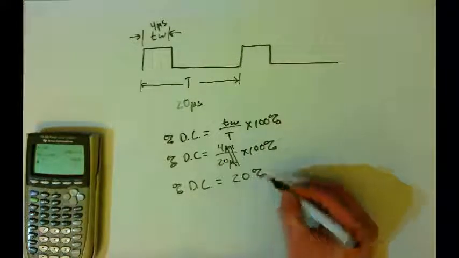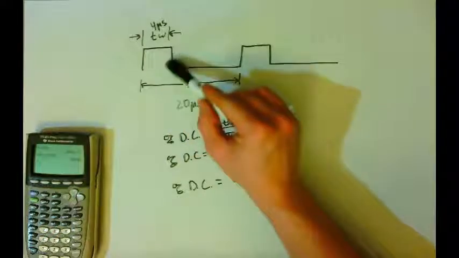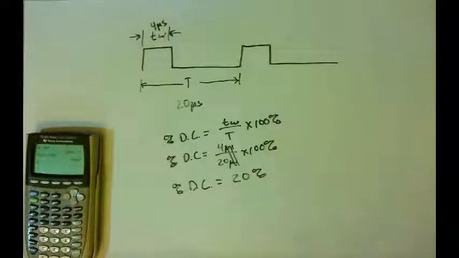And so 4 microseconds is 20% of 20 microseconds. In other words, the signal is high 20% of the time, and the other 80% of the time the signal is low. And so the duty cycle will be 20%.